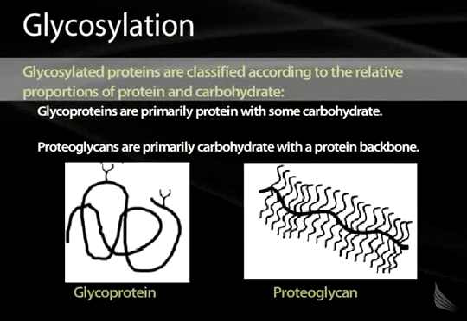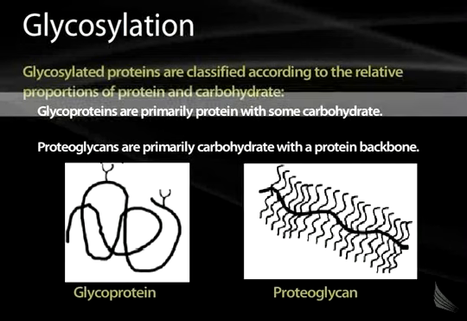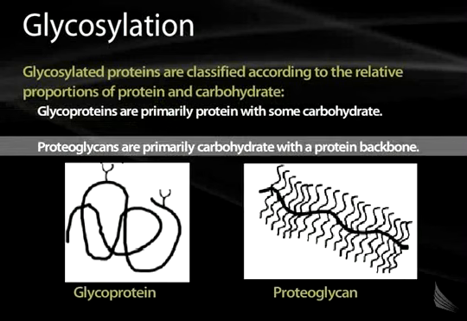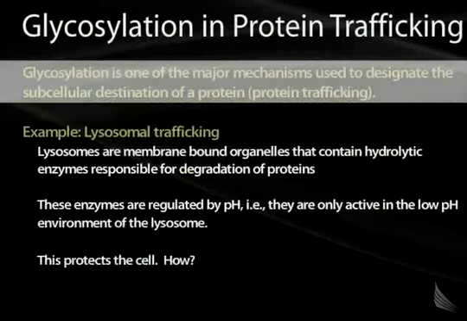Glycosylated proteins are classified according to the relative proportions of protein and carbohydrate in the protein. Glycoproteins are made mostly of protein, with a few added carbohydrates. Proteoglycans, on the other hand, are primarily carbohydrates that have been added to a protein backbone, as illustrated below. Glycosylation is one of the major mechanisms by which the cell designates the eventual location or destination of a protein. And this is the mechanism of protein trafficking, or moving proteins from one location to another in the cell.